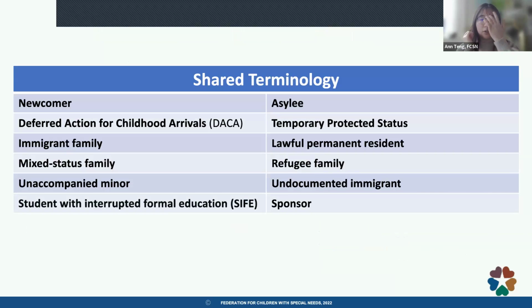We then ended a lot of the more wordy information that we were giving out last time with some shared terminology. This is a very small glossary on a lot of important newcomer terms to know, particularly when it comes to newcomer families, immigrant families, mixed status family, undocumented immigrants, and refugee families. These are words that folks would find helpful in terms of identifying which types of newcomer families, with what statuses, you're welcoming.